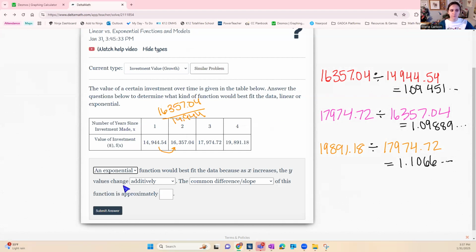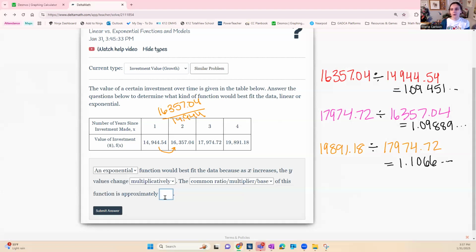This is actually exponential. An exponential function will best fit the data because as x increases, the y values change multiplicatively, meaning the common ratio, multiplier, or base of this function is approximately the same. We got different numbers each time for adding and subtracting. They were not about the same. So that's what made us change course. And that's okay. That'll happen with these problems.